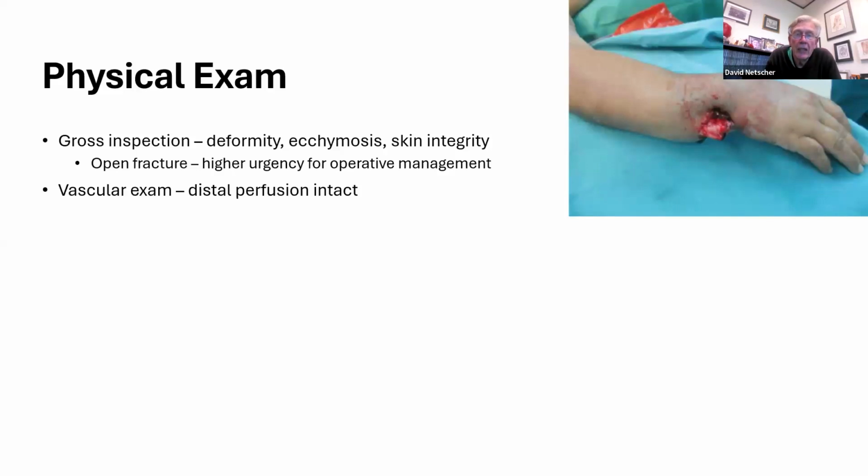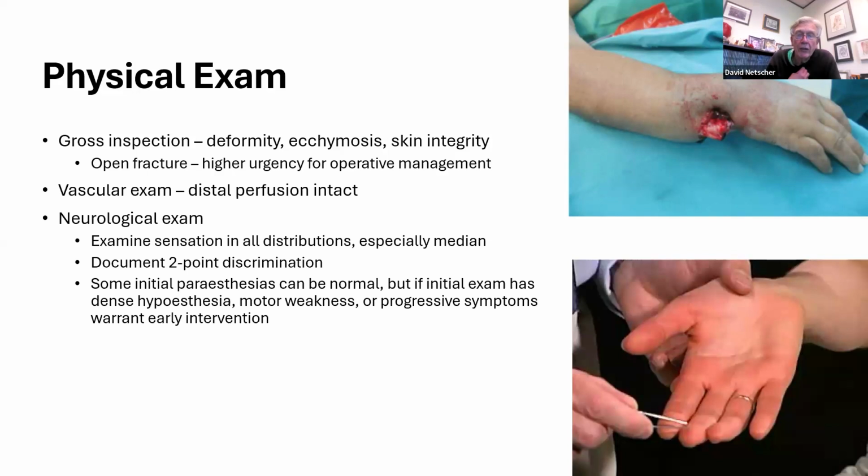We need to look at the part distal to the fracture, particularly the vascular exam and good perfusion. But the neurologic examination is particularly important, and especially in the median nerve distribution. We'll look at 2-point sensory discrimination at the fingertips of the median innervated digits, so in other words, the thumb, index, and middle finger. And some initial paresthesias in this distribution are actually quite normal. That doesn't mean they have an acute carpal tunnel syndrome.